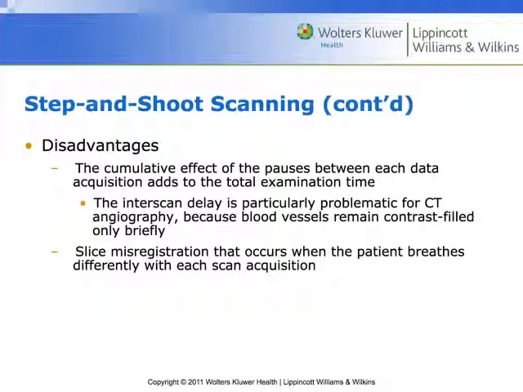The disadvantages of it is it drastically increases examination time, and the interscan delay can cause for loss of contrast. And every now and then there can be slice misregistration if the patient moves in between the scans, then we might see the patient's chest up here in one slice and lower down in the next slice, right? It doesn't make any sense. It just looks like a skip, right? Like the CD is skipping.